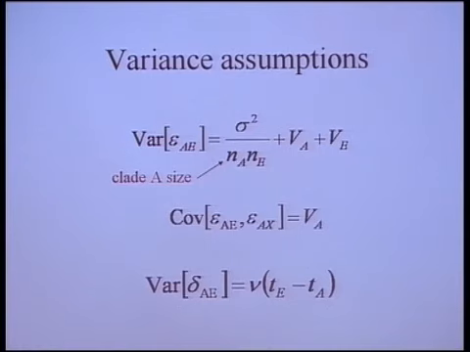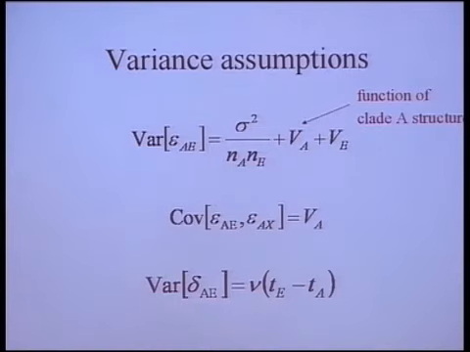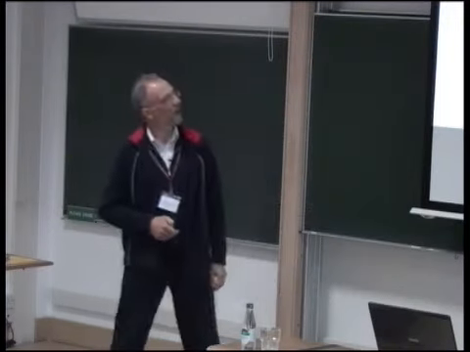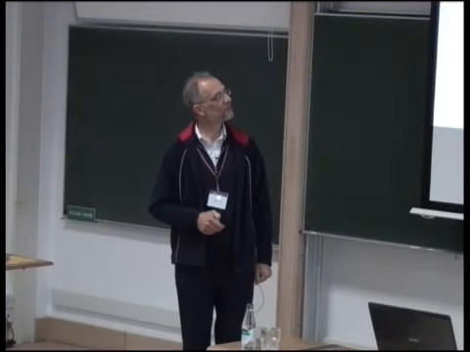And we have two other terms here. And these V's have a rather complicated functional form, which I'm not presenting to you. I mean, we've worked out what the form is. But this depends very much on the structure of the clade. So this V might even be 0 if we're looking at the tip of a branch.